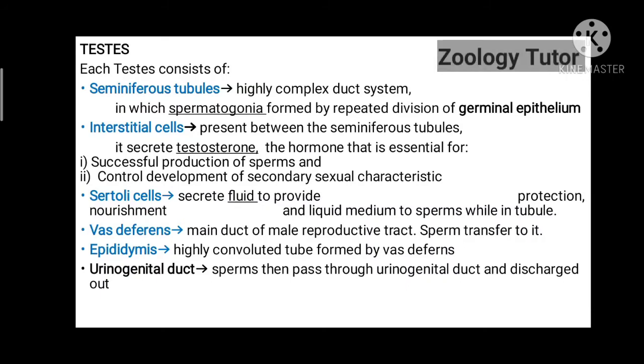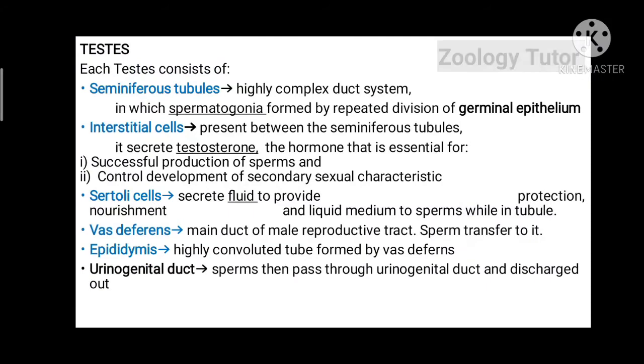Number one, seminiferous tubules. These are highly complex duct system in which spermatogonia form by repeated division of germinal epithelium. So the outer layer, germinal epithelium, that will form the spermatogonia. Now, next we have interstitial cells.